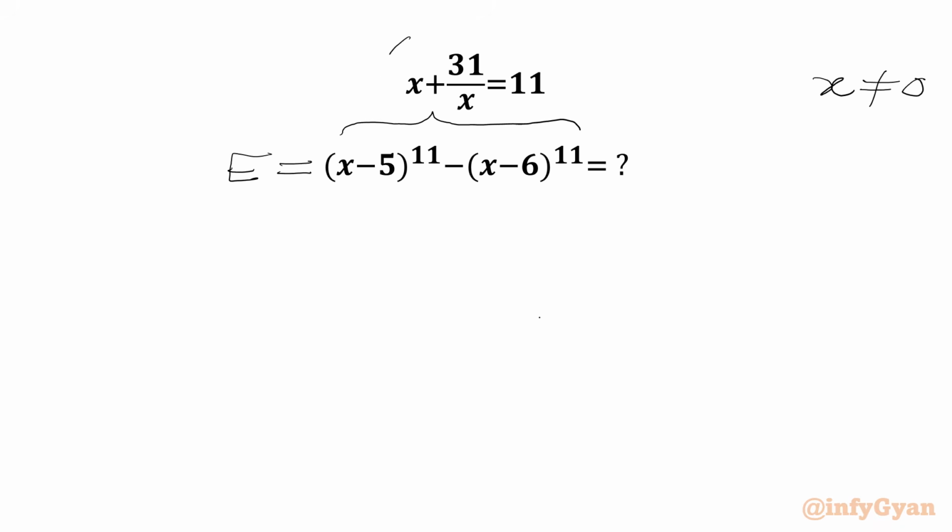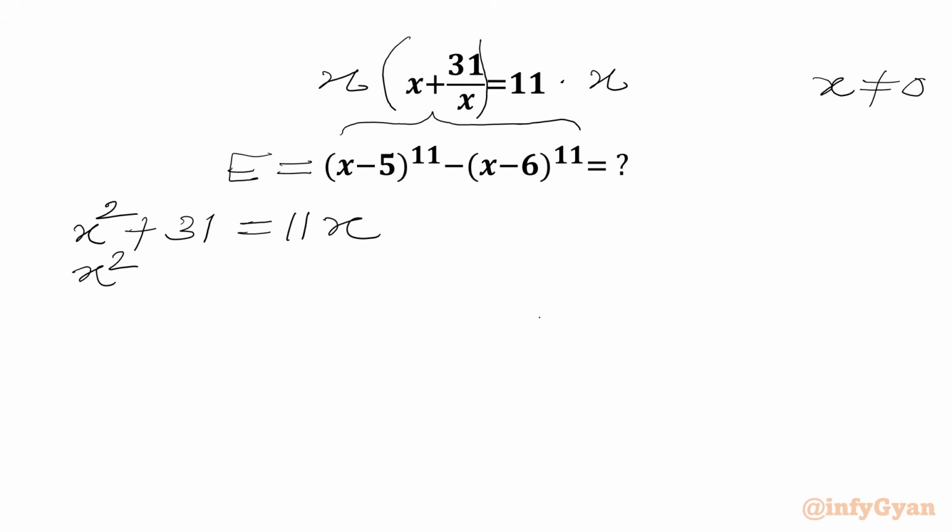Now we are going to multiply by x both sides. So we'll write here times x. We'll write here times x. x times x is x square. x times 31 over x is 31, equal to 11x. We will write equation x square minus 11x plus 31 equal to 0.